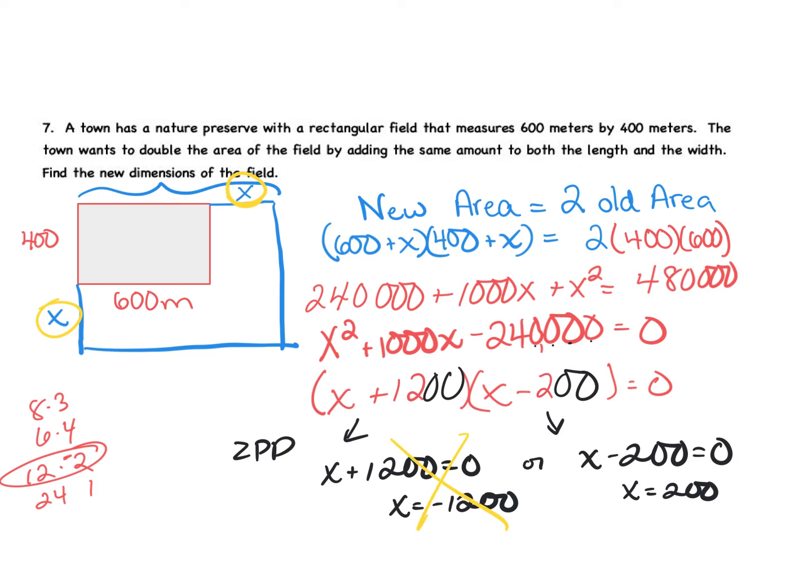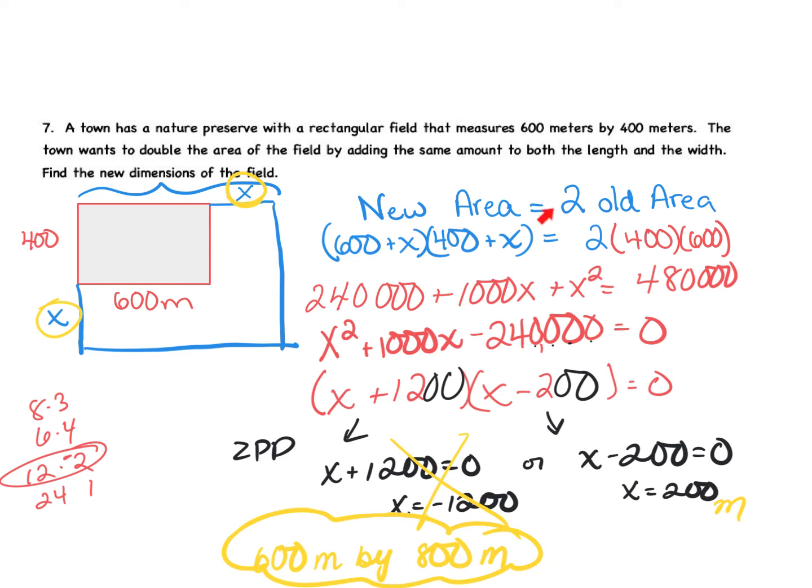I'm going to toss out this negative answer because it doesn't make sense in the context of the problem. It makes mathematical sense, but you can't build a field that has those dimensions. So now let's make sure we've answered the question. It says find the new dimensions of the field. So the new dimensions, if I add 200 on, would be 600 meters by 800 meters. Make sure you always answer the question asked and you have appropriate units attached to it.